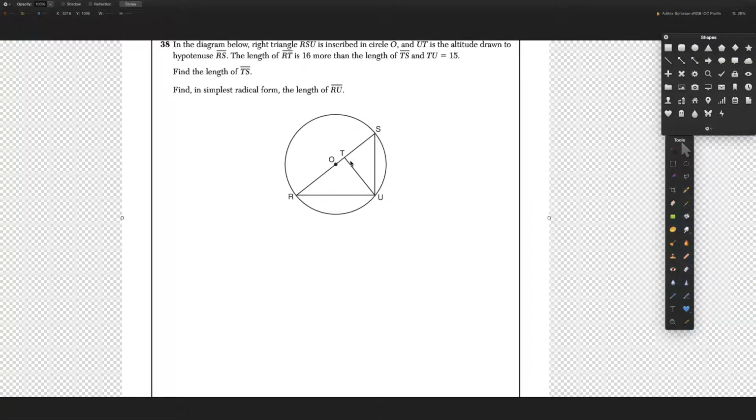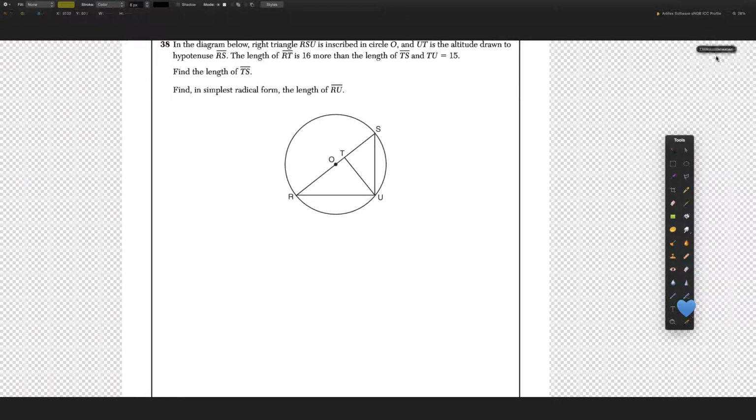Today I'm going to show you how to solve a particular geometry problem that I find rather interesting because it is very complex. Alright, so let's dive right in.